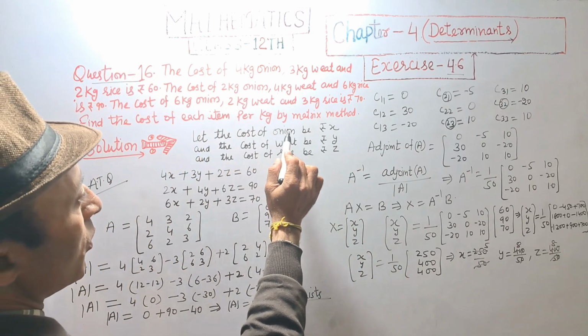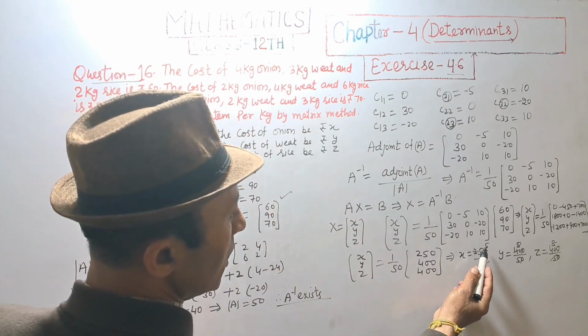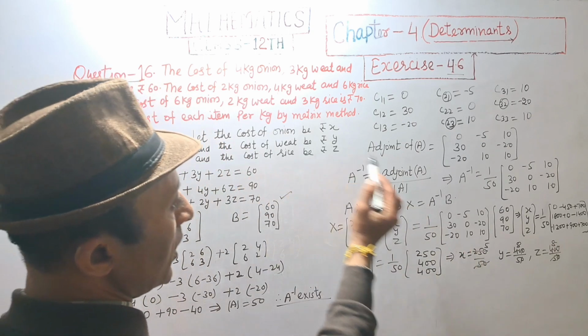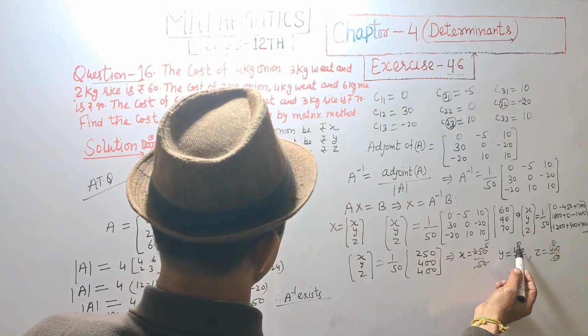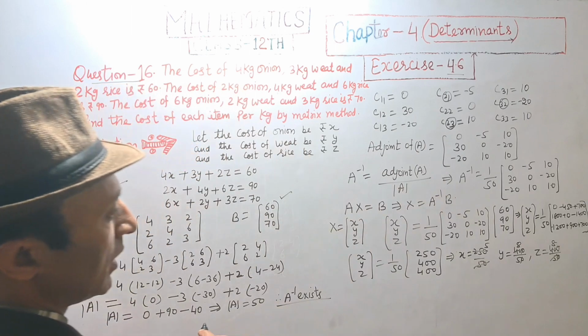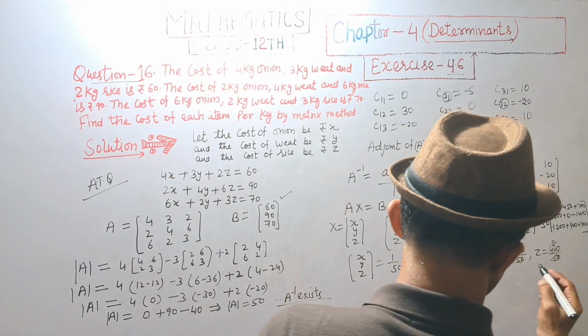So the cost of onion is 5 rupees per kg, the cost of wheat is 8 rupees per kg, and the cost of rice is 8 rupees per kg. Answer.